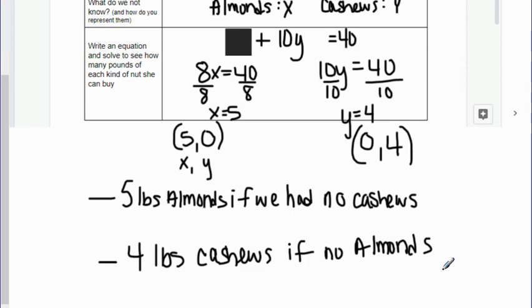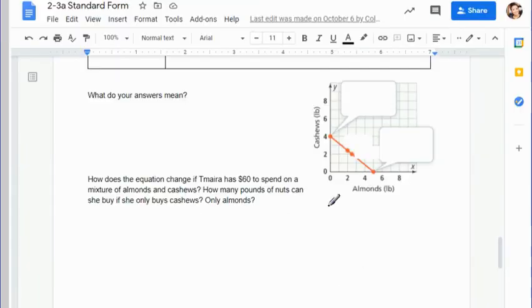The last thing it says is, how does the equation change if she has $60 to spend on a mixture of almonds and cashews? How many pounds can she buy if she only buys cashews or almonds? So basically, you would do the exact same thing, except for now it would equal $60, not $40. So it would be 8X plus 10Y equals $60 because now she has $60, not $40. And you would do the exact same thing.